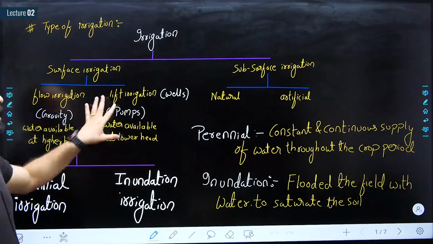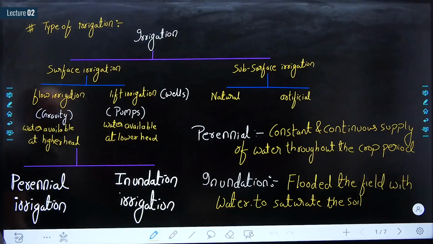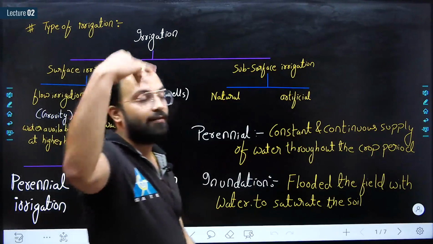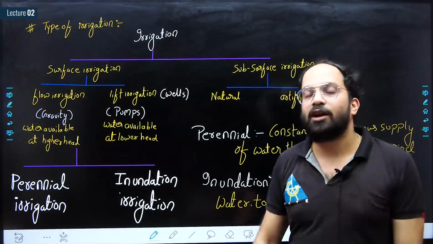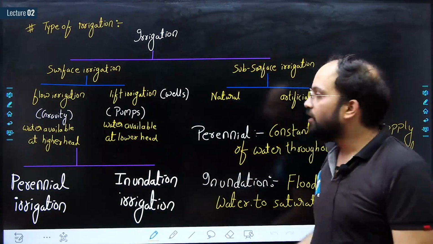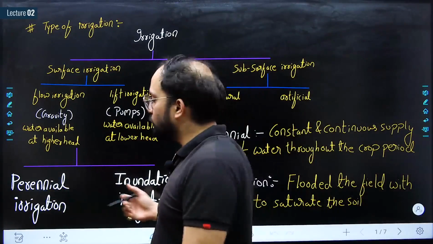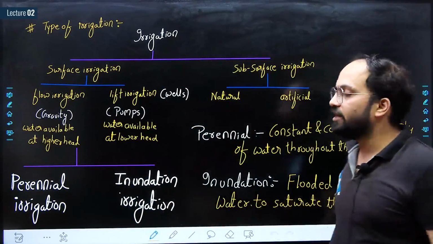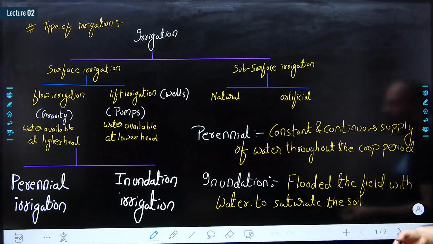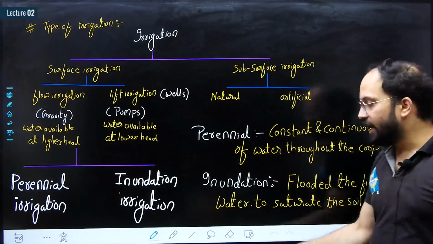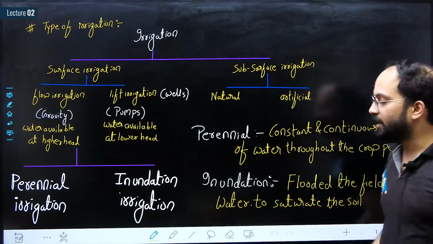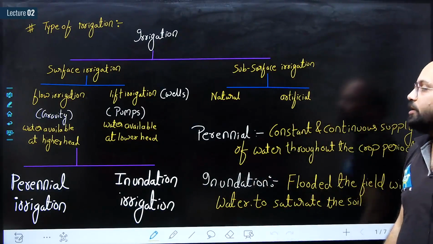When we supply it by pump, we call it lift irrigation. We use flow irrigation where water is available at a high head, and when the water is available at a low head, we use lift irrigation. Flow irrigation can be divided into two parts, perennial and inundation. Perennial is when we continuously and constantly supply the water. If we supply the water at intermediate time intervals, that is called inundation.